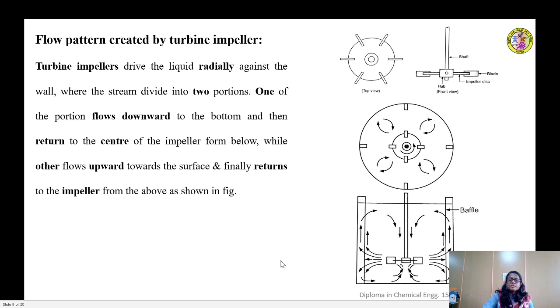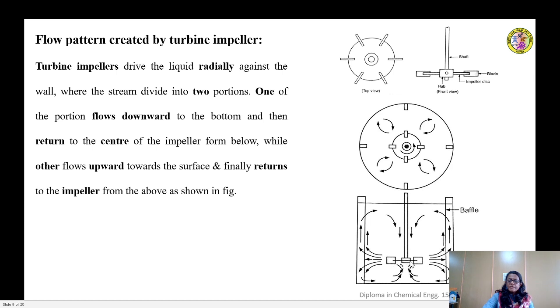Turbine impellers drive the liquid radially against the wall, where the stream divides into two portions. One portion flows downward to the bottom and then returns to the center of the impeller from below, while the other flows upward towards the surface and finally returns to the impeller from above, as shown in the figure. So this is how a radial flow current is provided by the turbine type impellers.